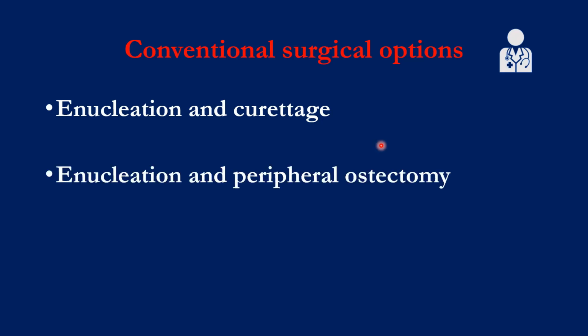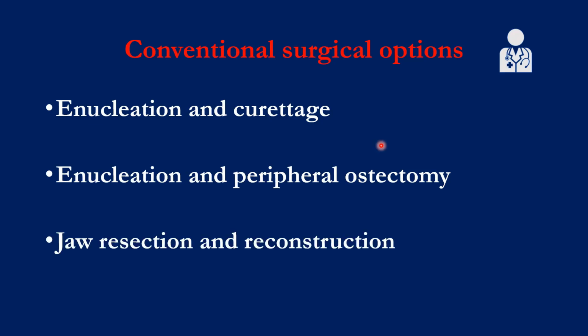And enucleation and peripheral ostectomy, if it is slightly bigger, a part of the bone will also have to be resected. And in case of very huge tumors, there is jaw resection and reconstruction. Because the tumor is very aggressive, I told you, although it is still benign, but it is aggressive, and there are potential complications which we cannot ignore. So in such cases, the whole jaw is resected, followed by reconstruction with any kind of graft or metal plate or biomimetics. There are various options.